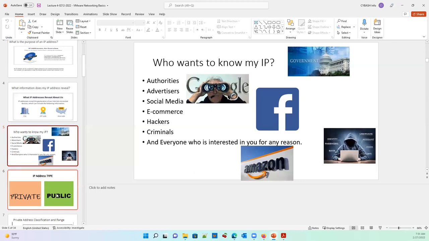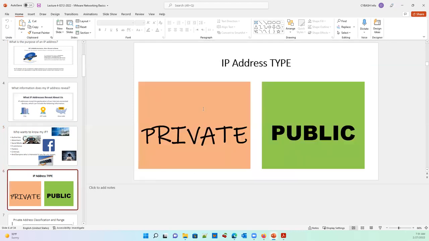Let's go to the next one. So, IP address types. You have two types of IP address: the private IP address and the public IP address. The one we talked about previously is the public IP address, which you need to communicate with the public, internet people, or anywhere.